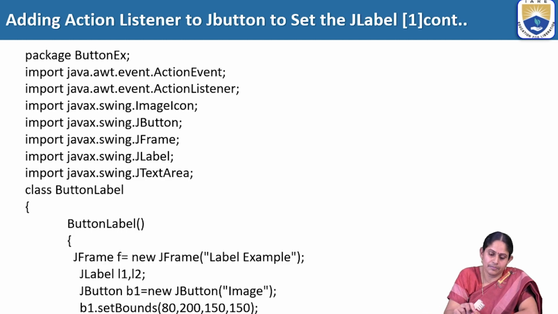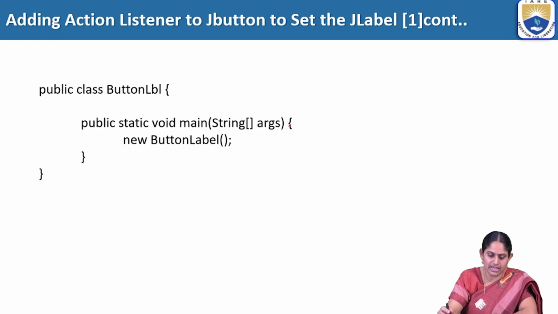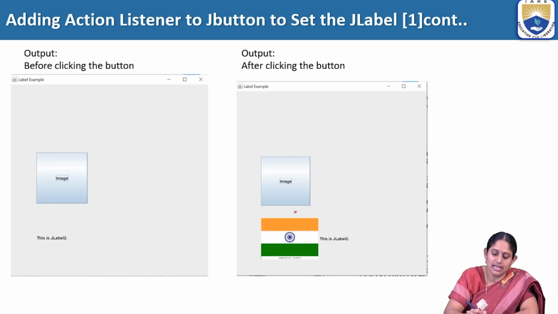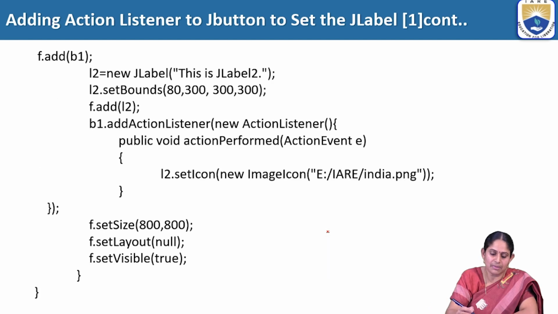Now one more example with label. So in this example, we are making use of an image. When we click the button, the string is replaced by an image. So to place an image, we make use of the class ImageIcon.